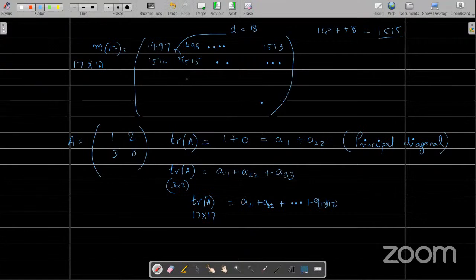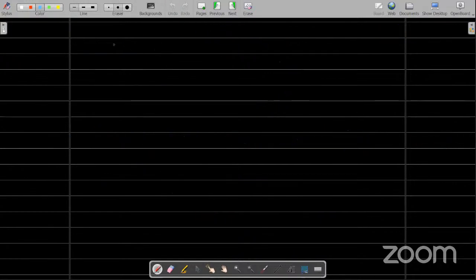Exactly, right? So that means I have 17 terms which are in an AP. Correct? Wherein the diagonal elements are starting with 1497, which is equal to A, with common difference, 1515, the second term, D is 18.